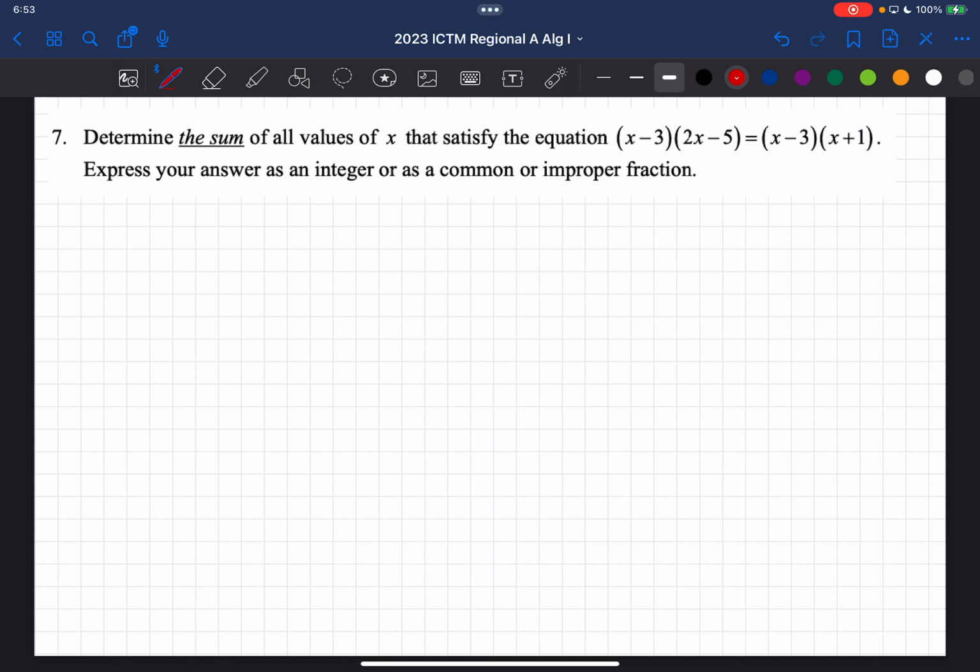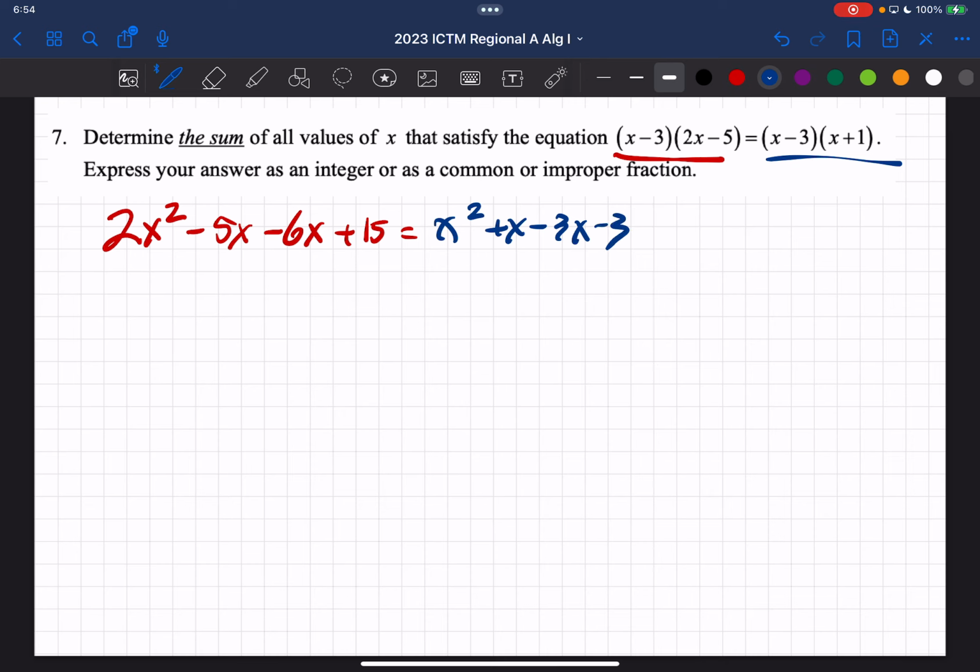Number 7, determine the sum of all the values that satisfy this equation. So what we're going to do is let's multiply this out. So we have 2x squared minus 5x minus 6x plus 15. And let's multiply out this side. X squared plus x minus 3x minus 3. And so we have 2x squared minus 11x plus 15 equals x squared minus 2x minus 3. So what we have is a quadratic.